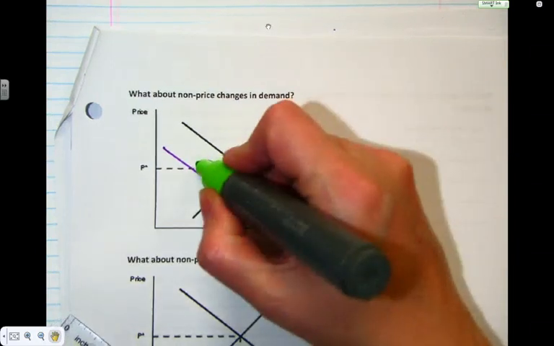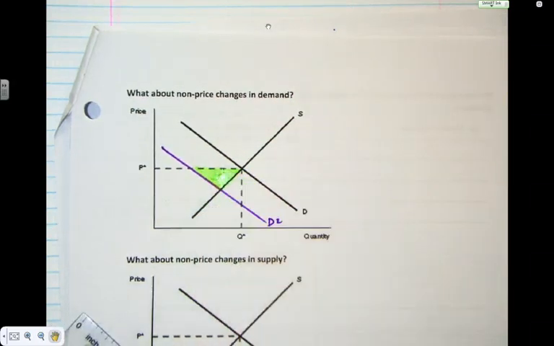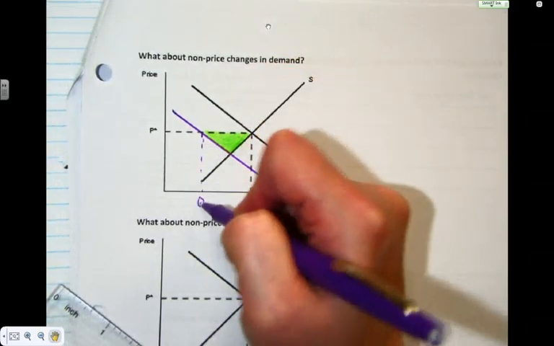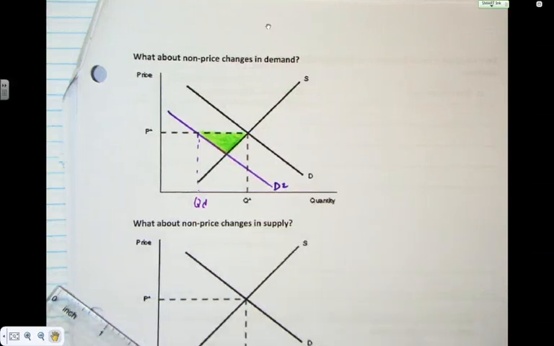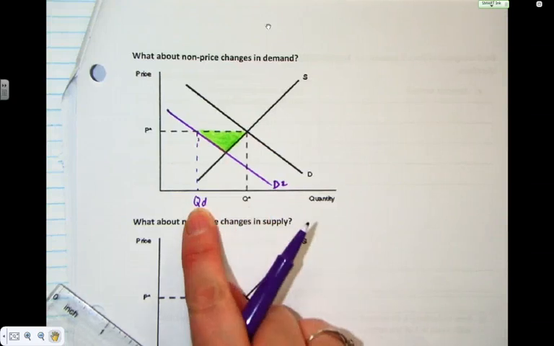Now I'm going to color the triangle that's formed here between our D2 and our equilibrium, because it always goes vertical, never goes horizontal. And so is that excess supply or excess demand? Well, you can tell just by dropping the demand down. So we get our QD here. And suddenly QD is less than the equilibrium quantity. So are we going to have a shortage or are we going to have a surplus?